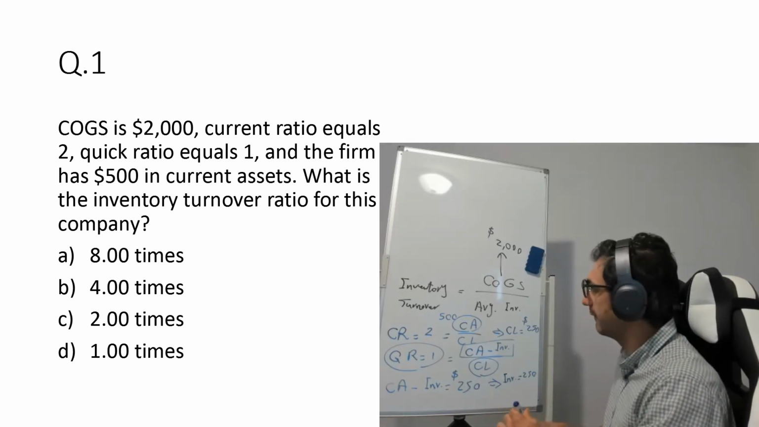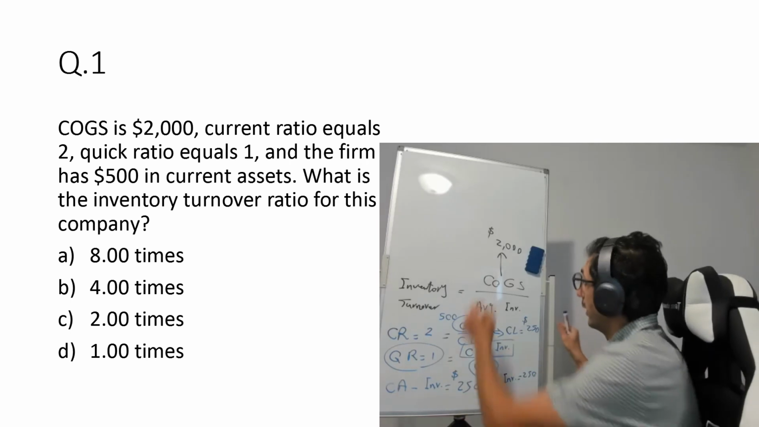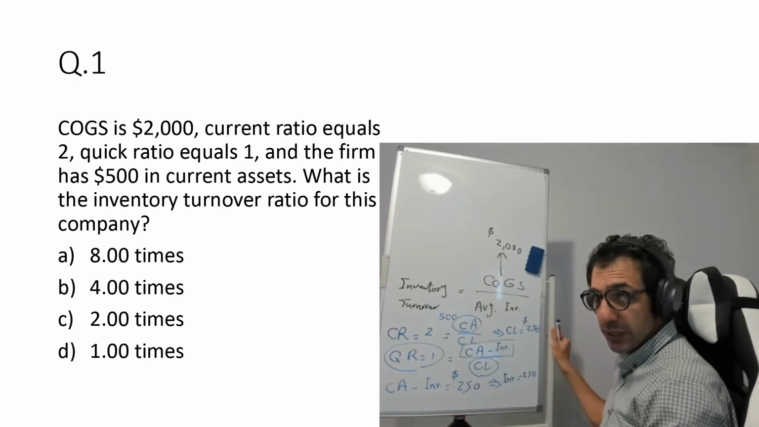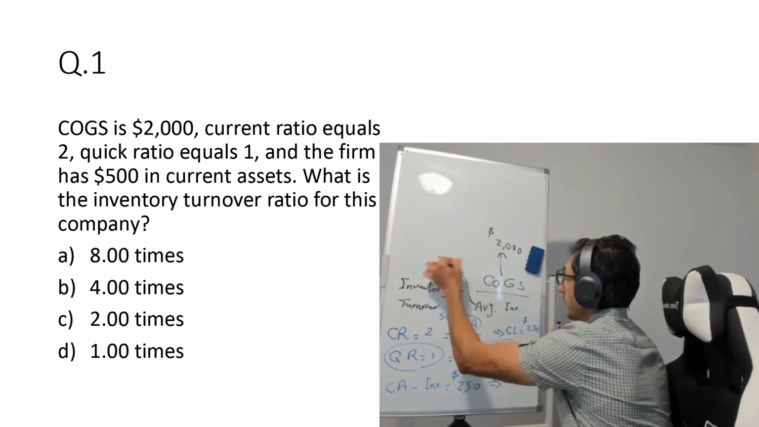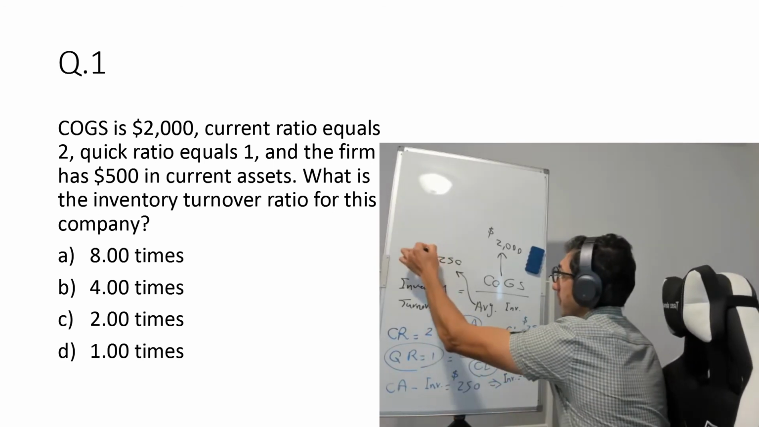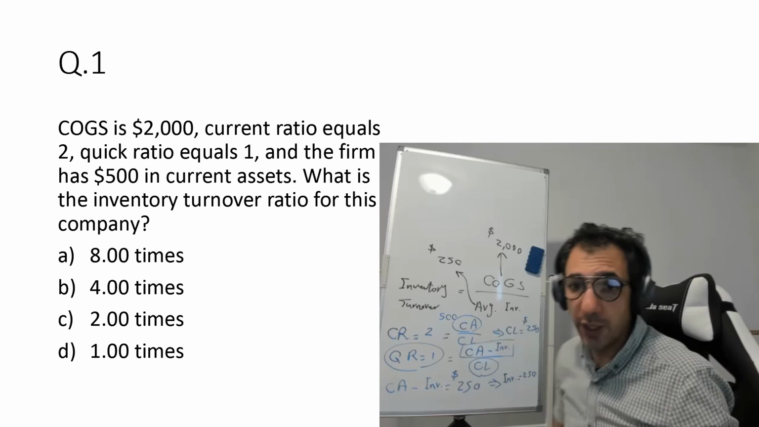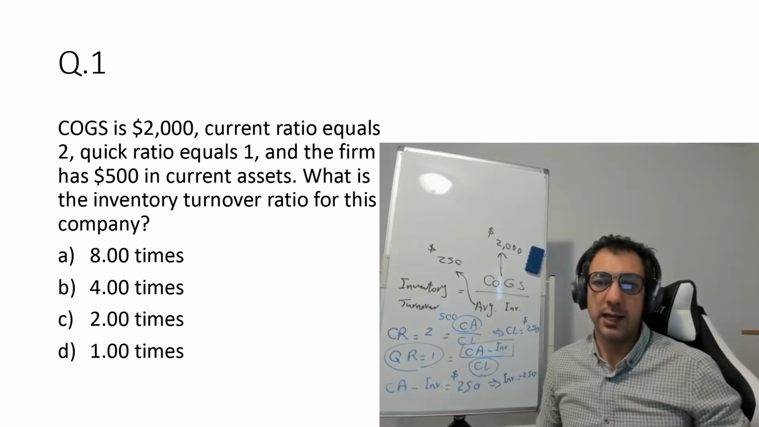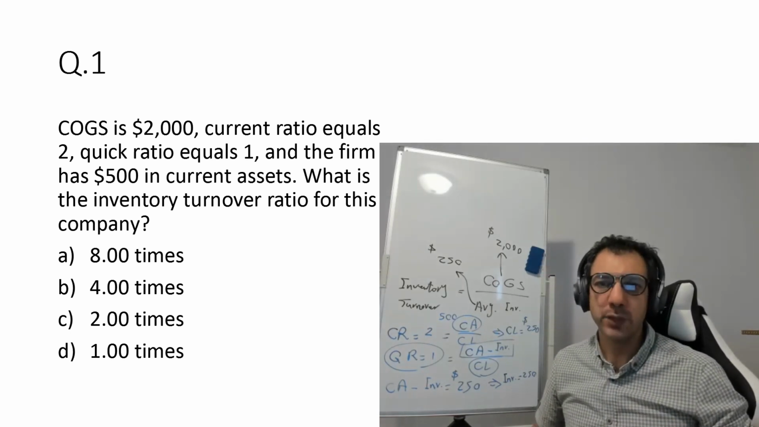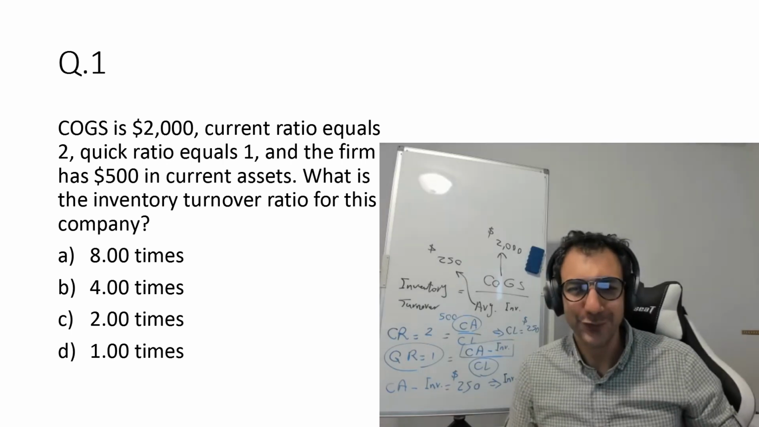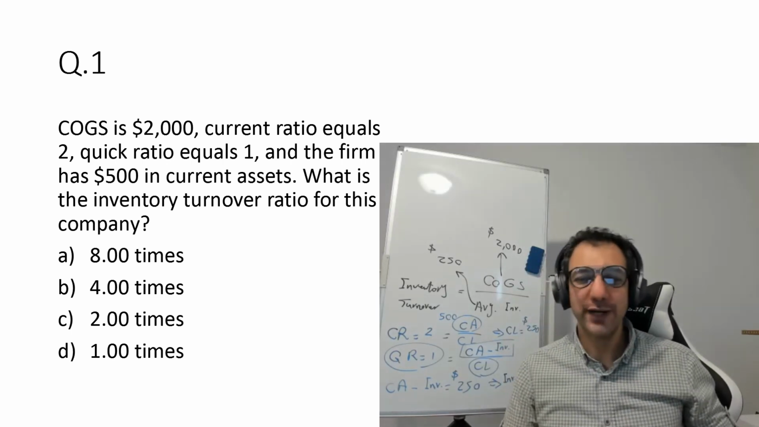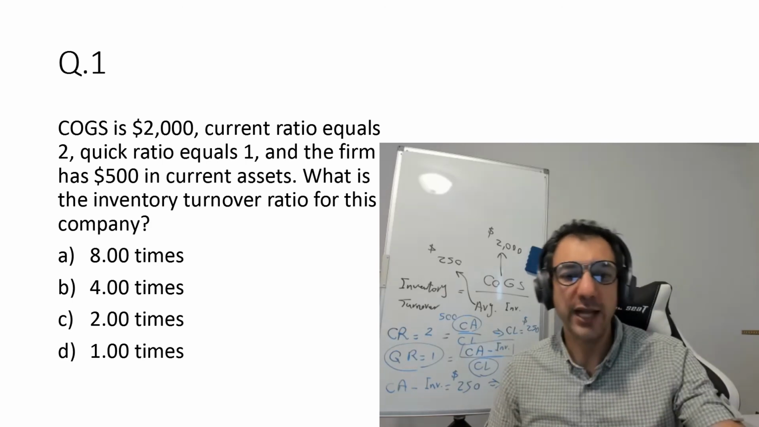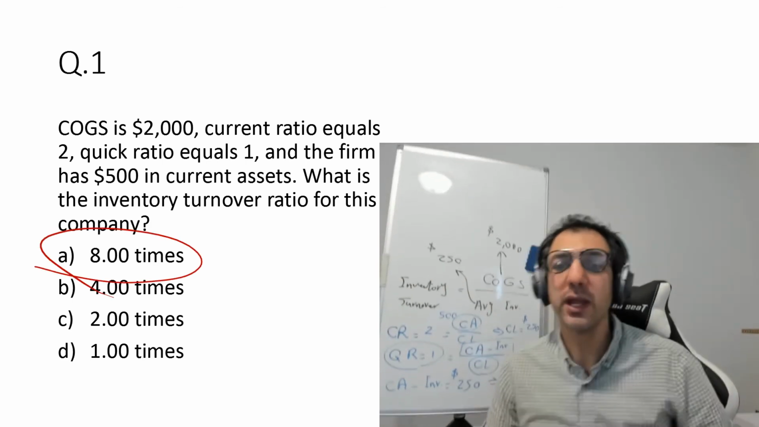Now you have all the variables you were looking for. The cost of goods sold is $2,000. The inventory is 250. Now let's just divide $2,000 by 250 to get the inventory turnover. What is that? You're right. It's 8 times. So inventory turnover in this case should be 8 times. So the answer should be 8.